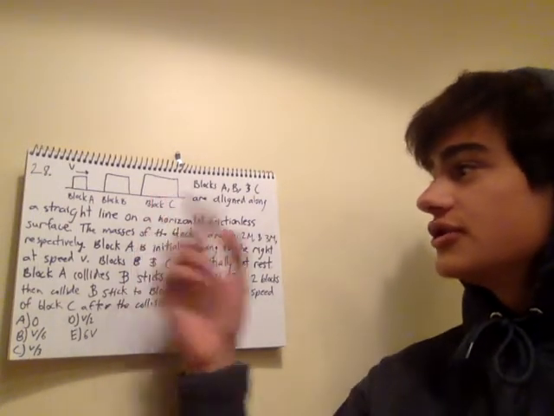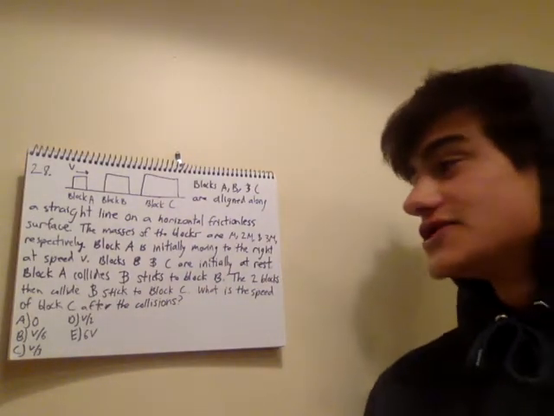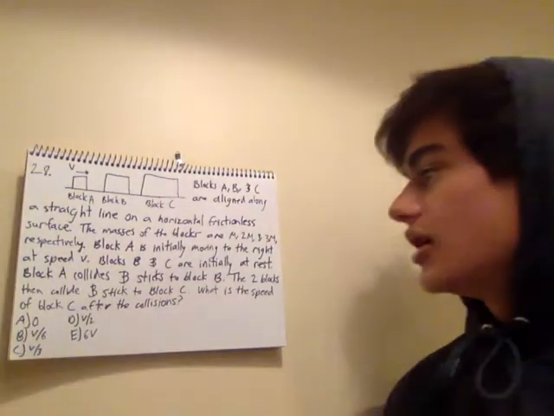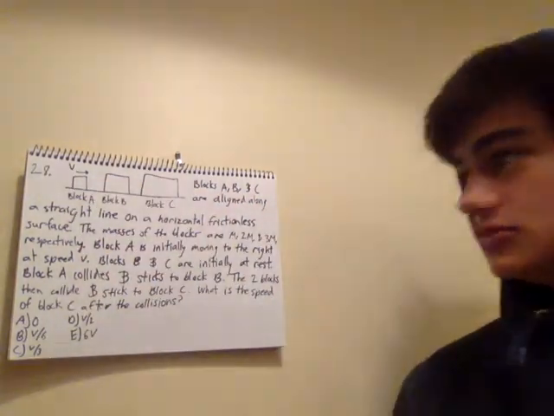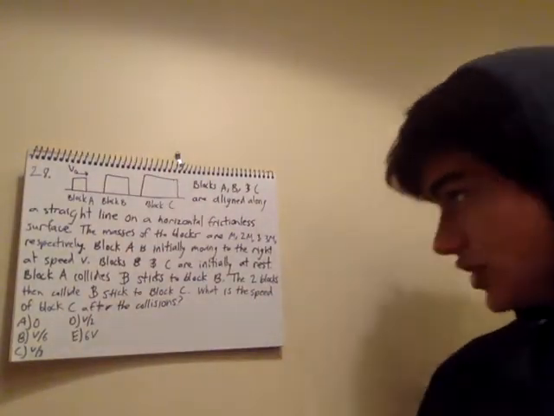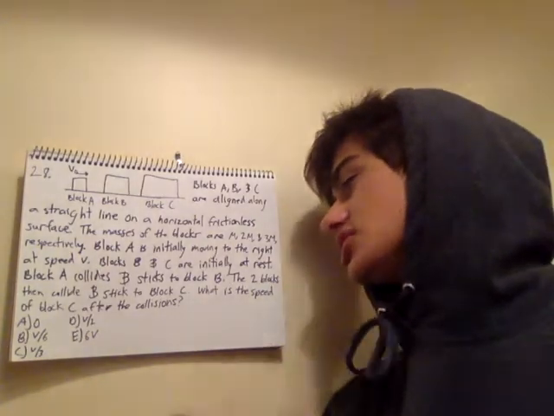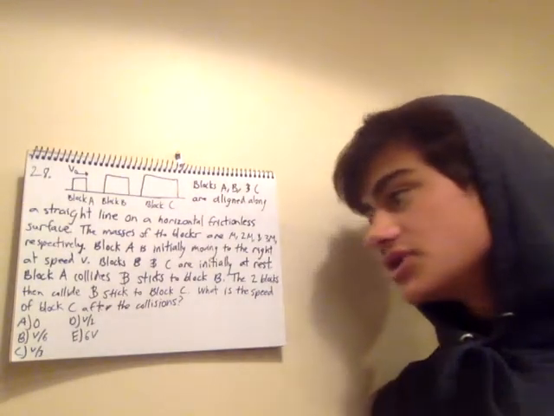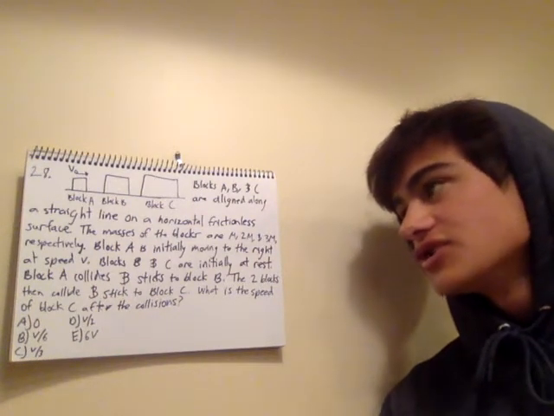So, we've got a diagram here with blocks A, B, and C aligned along a straight line on a horizontal frictionless surface. The masses of the blocks are m, 2m, and 3m respectively. Block A is initially moving to the right, shown here with the initial velocity, v naught. So it's initially moving to the right at speed v naught. Blocks B and C are initially at rest here. Block A collides and sticks to block B. The two blocks then collide and stick to block C. What is the speed of block C after the collision?